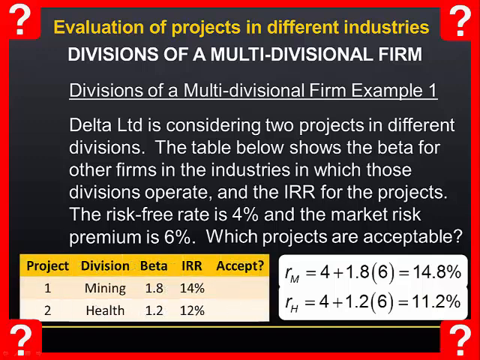Using these costs of capital as the required rate of return and comparing them with the internal rate of return from each project, would you accept Project 1, Project 2, both, or neither? Because Project 1 has a return of 14% but a required return based on the risks of that industry of 14.8%, we would reject Project 1, but we would accept Project 2 because its return of 12% exceeds the required return of 11.2%.